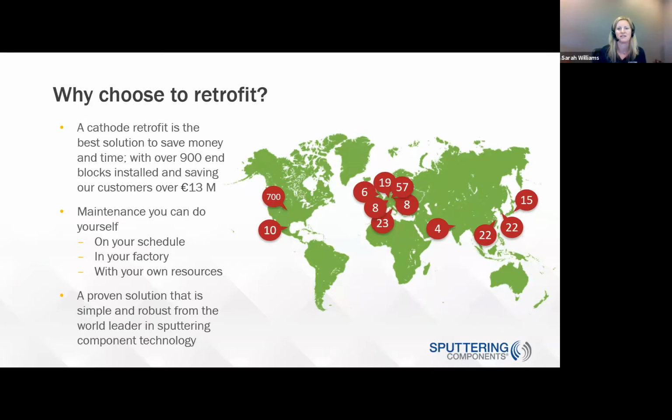In terms of maintenance, I've got a slide on maintenance later also. So you can do the maintenance yourself. It's on your schedule in your factory with your own resources. We also have training videos, so we could do it virtually as well. And the foundation of SCI really is that we have a proven solution that's simple and robust, and we're really proud of that.